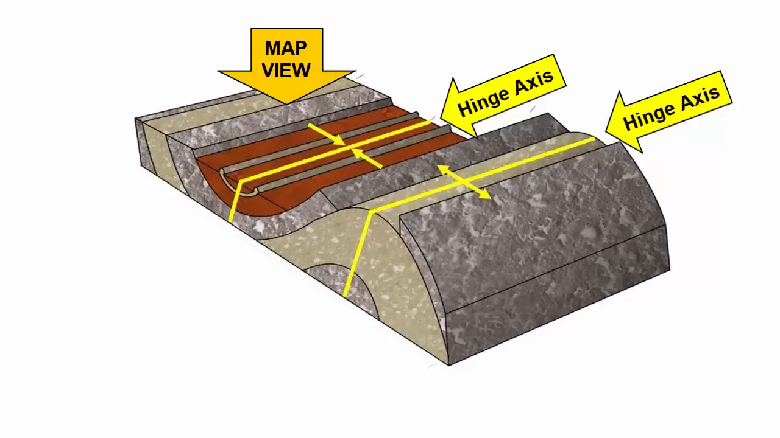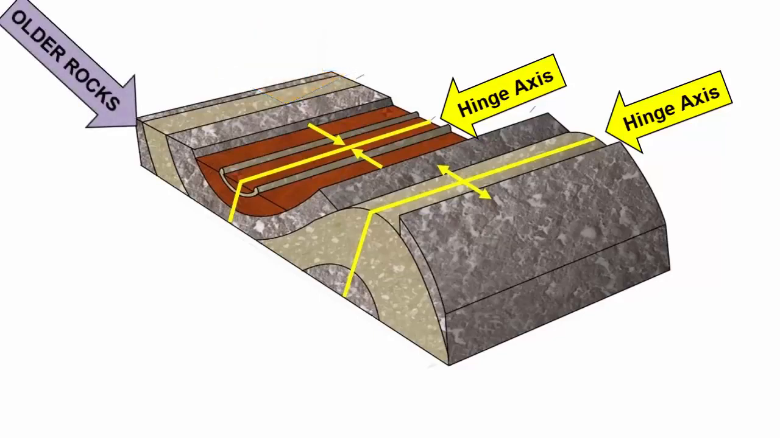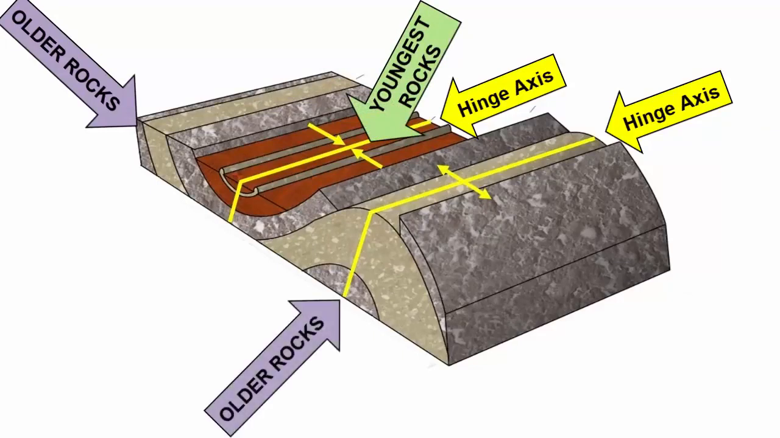Notice that for synclines, the older rocks, the bottom rocks in the original horizontal deposits, appear furthest from the hinge axis, and the youngest rocks are in the center. For anticlines, it's the opposite. The oldest rocks are pushed up in the center, and the youngest rocks are furthest away.